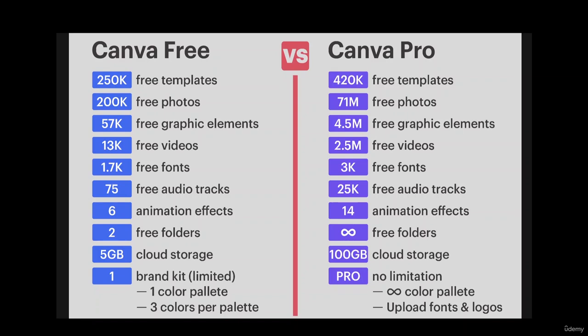Okay. So in free version, you'll get only 5 GB cloud storage. But in Canva Pro, you will get 100 GB cloud storage where you can basically put up your work and also save those for later uses. Or if you want to just safeguard your work, you guys can do it in your cloud storage. Okay. And in Canva free version, you'll get only one brand kit, which is the limited version. But here in the Pro version, you guys will get unlimited color palettes and also be able to upload fonts and logos according to your liking.